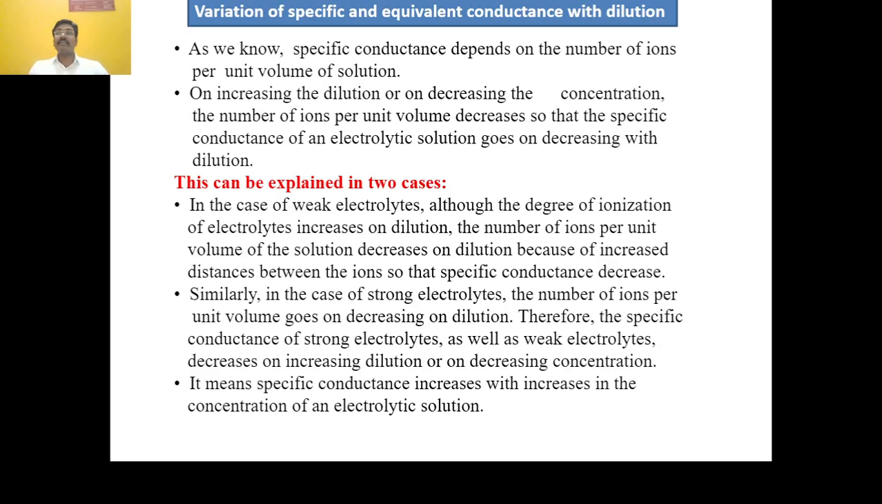What happens in the case of weak electrolytes? An electrolyte which is slightly dissociated, or not completely dissociated in the solvent, is called a weak electrolyte. Here on dilution, the degree of ionization of the electrolyte increases, but the number of ions per unit volume of the solution decreases because of the increasing distance between the ions, so the specific conductance decreases.